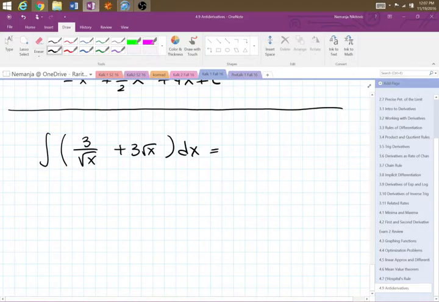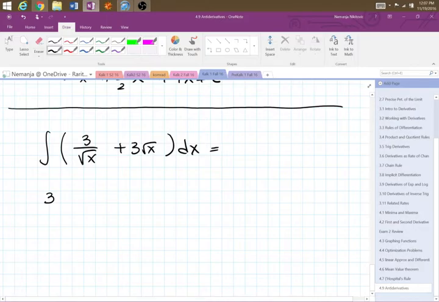Let's take a look at this problem together. I'm going to skip one of the steps now. Actually, what I'm going to do is two steps in one. I'm going to kick the constant outside and rewrite this as x to the negative 1/2 dx. That's the first integral. Plus kick the constant outside, write it as x to the positive 1/2 dx.